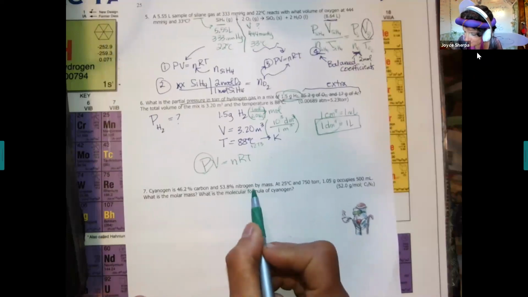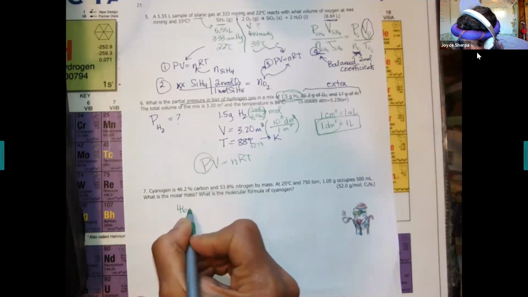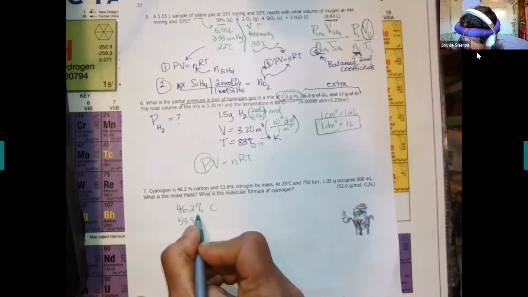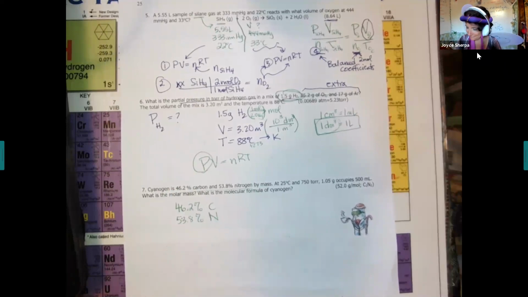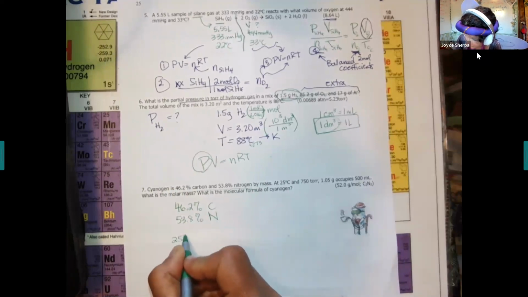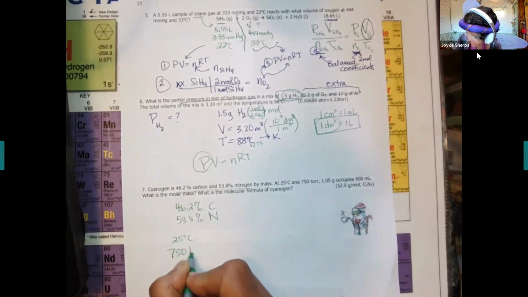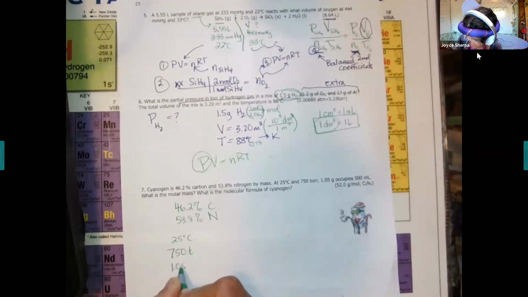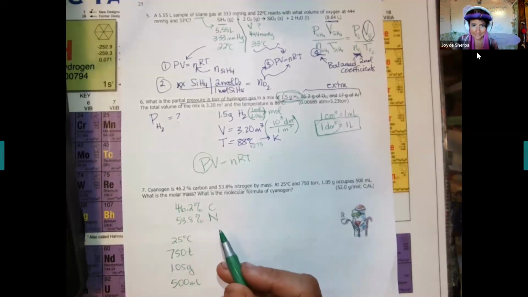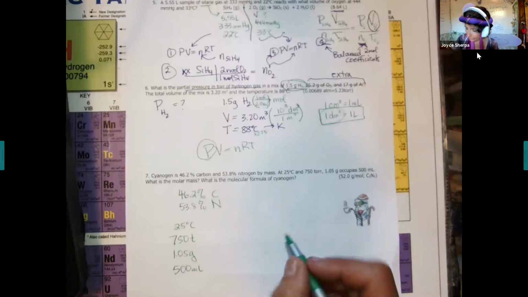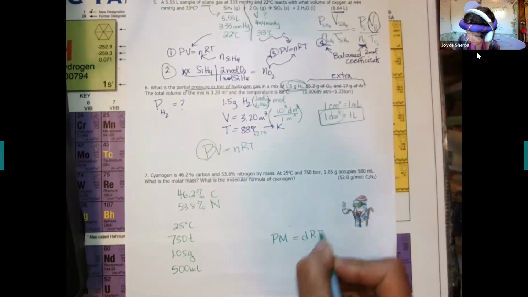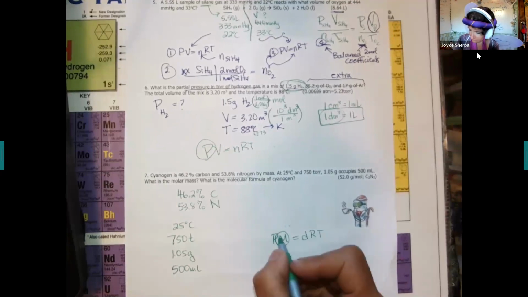I'm giving you percents. So we have 46.2% carbon, 53.8% nitrogen. And then it gives us a temperature, right? So we have 25 degrees Celsius, 750 torr, 1.05 grams, 500 milliliters. And it wants to know the molar mass. So we can do PM equals DRT. Solve for the molar mass.